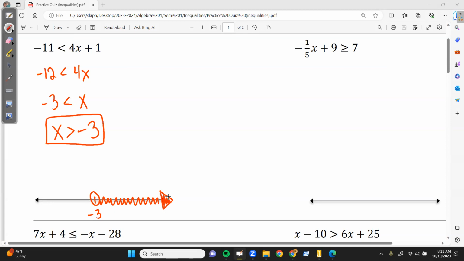All right. The second problem, you could kill fractions or fraction first. Honestly, I would probably just take away the nine first on this one. So if I subtract the nine across, I get negative one fifth of x is still greater than or equal to seven minus nine, which is negative two. At this point, the only play here is to multiply this entire problem by negative five.